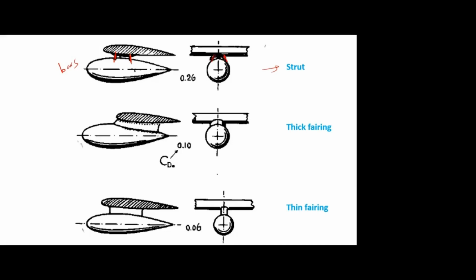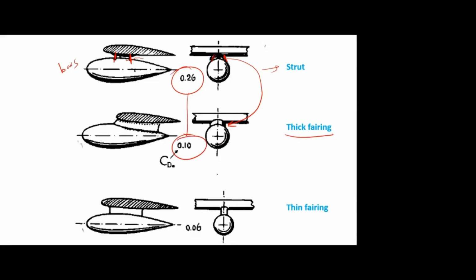So all the struts will act as some cylindrical bar or bar-like structure. So more drag will be there because of the bluff body structure. The drag is 0.26. Then instead of the n number of bars, they went for the streamlined thick fairing. So the drag is reduced to 0.1.